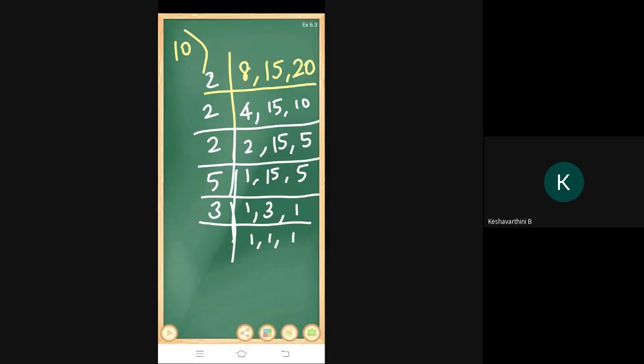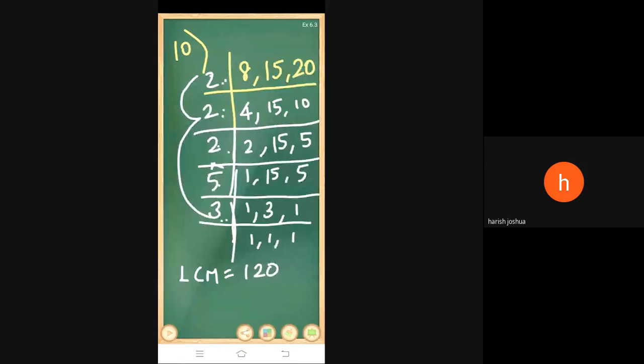So what is the LCM now? 2 2s are 4. 4 2s are 8. 2 2s are 4, 4 3s are 12. 5 2s are 10. So you divide like this and you multiply like this. 12 into 10, how much? 120. The LCM is 120.